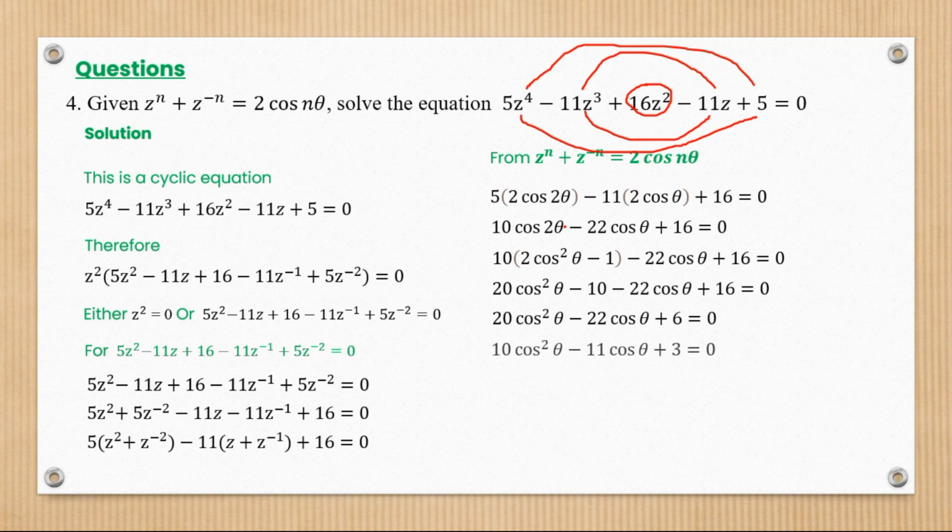Before we let it, let's first simplify this. Dividing everything by 2, this becomes 10 cos squared theta minus 11 cos theta plus 3 being equal to 0. So we're going to let x be equal to cos theta.